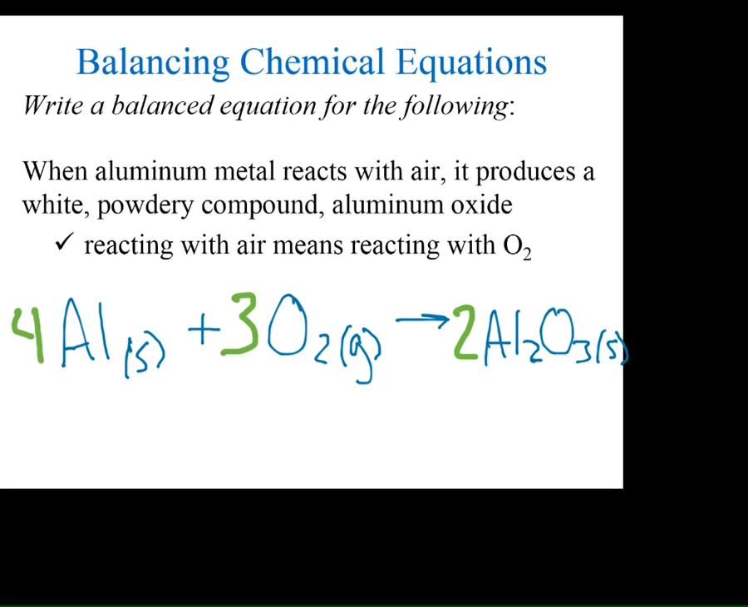Yes? I have a question. How did you get the two on the aluminum? Okay, that's based off the charges. So if you find aluminum on your periodic table, aluminum is 3 plus. It's in the magic triangle. Oxide is 2 negative because it's 2 away. So in order to make them balance out, I've got to have 2 of the 3 pluses and 3 of the 2 minuses to make them both 6 and 6 to cancel out. Okay.